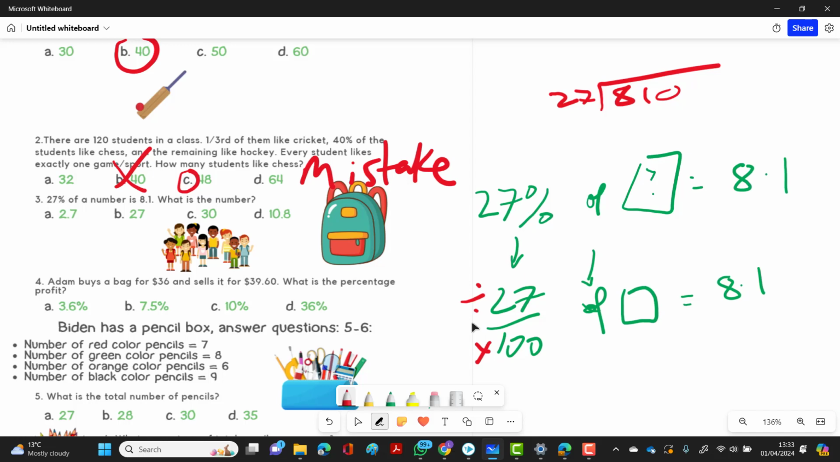Okay, so you're going to have to do some trial and error. How many times does 27 go into 81? I think it's 3. If you're not sure, have a guess: you try 3, you try 2, you try 4, and see which one's closest. So 3, so 30. The answer is 30. So number 3 is C.